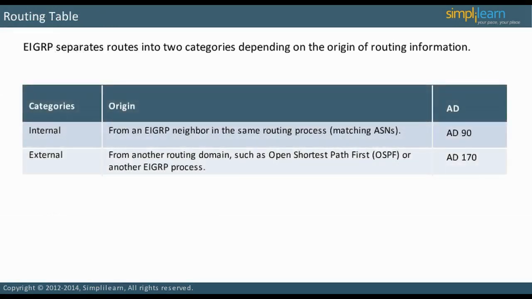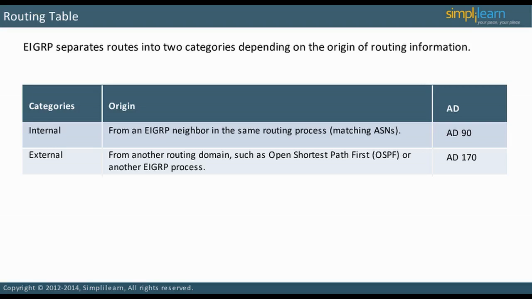EIGRP separates routes into two categories depending on the origin of routing information. Internal routes are learned from an EIGRP neighbor in the same routing process. In other words, they have matching ASNs. All routes from another routing domain are considered external. This could involve another routing protocol, such as OSPF, or another EIGRP process. Remember that administrative distance gauges the trustworthiness of a route. EIGRP assigns an AD of 5 to summary routes, that is, routes that are manually summarized within EIGRP. Internal routes have an AD of 90 and external an AD of 170.